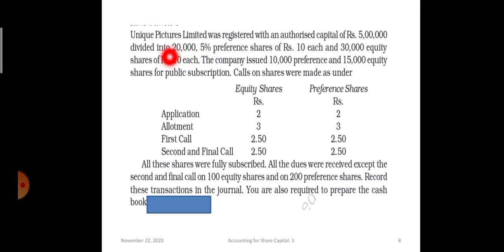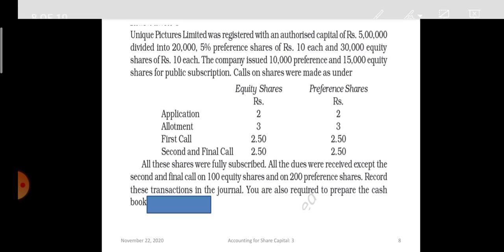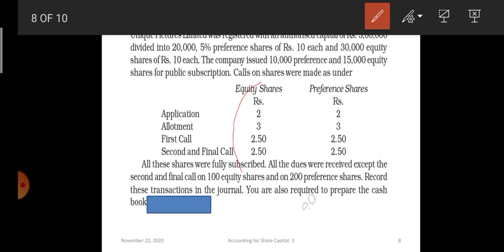It is divided into 20,000 preference shares of 10 each and 30,000 equity shares of 10 each. Company issued 10,000 preference shares and 15,000 equity shares. On equity shares, on application 2 rupees is there, on allotment 3 rupees, first call it's 2 rupees 50 paisa and second call is also of 2 rupees 50 paisa. Preference shares 2 rupees, 3 rupees and again same. So all the shares were fully subscribed.